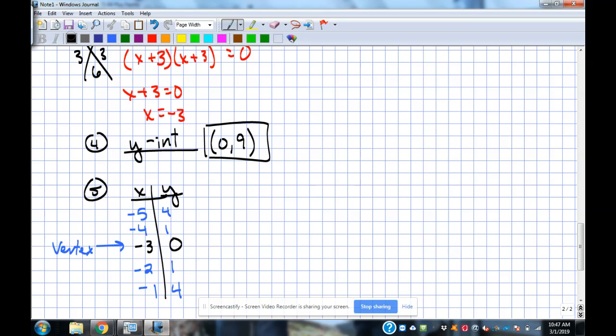You draw yourself a coordinate plane. Doesn't have to be huge for this one. It's not a very, very large graph. The numbers are not real big. And I'm going to plot these points on the coordinate plane. -5, +4. -4, +1. -3, 0. -2, +1. -1, +4.